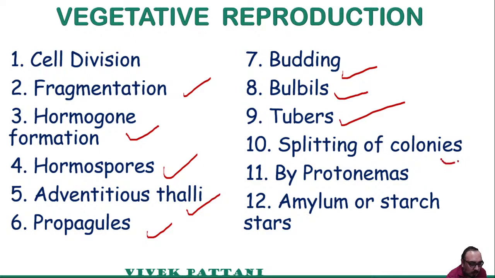Now next comes the splitting of colonies, which you must have seen in the video in the case of Volvox, when each colony attains its maximum size, a small number of constrictions start appearing in the middle of the colony, where each part develops a new colony.